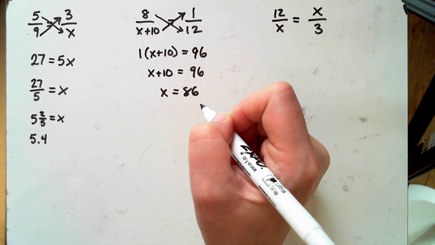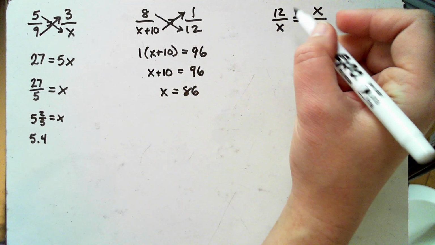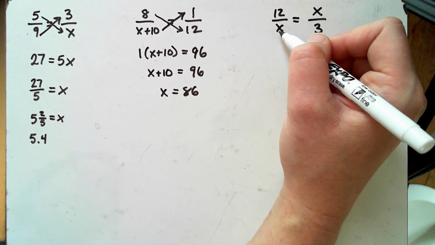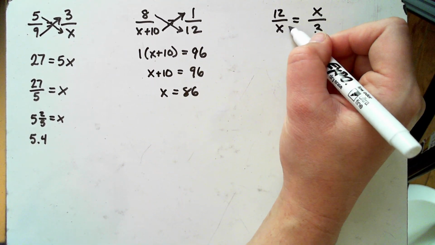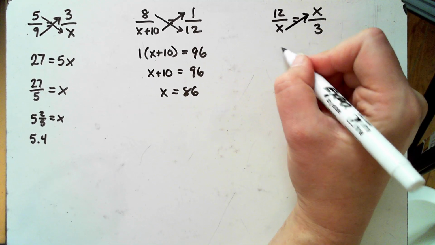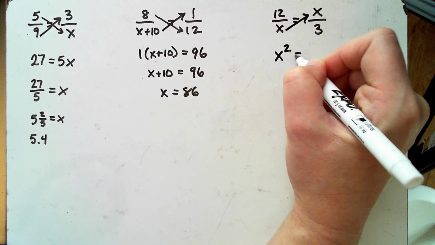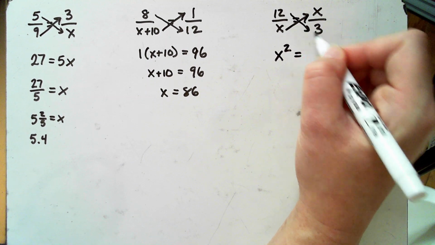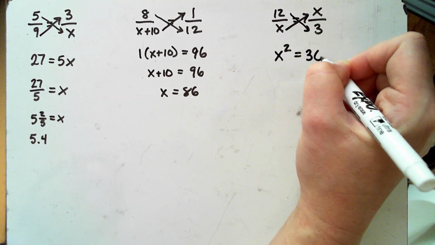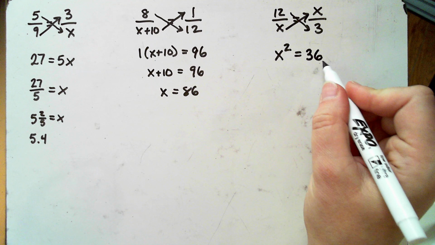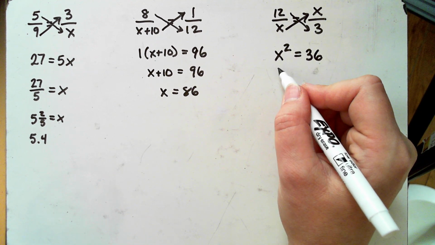Now for the last one, again, I'm going to follow the same steps. Notice I have two variables that are across from each other. So I'm going to do x times x, which is x squared, and that's going to equal 12 times 3, or 36. Now I have to take the square root of both sides to get x alone.